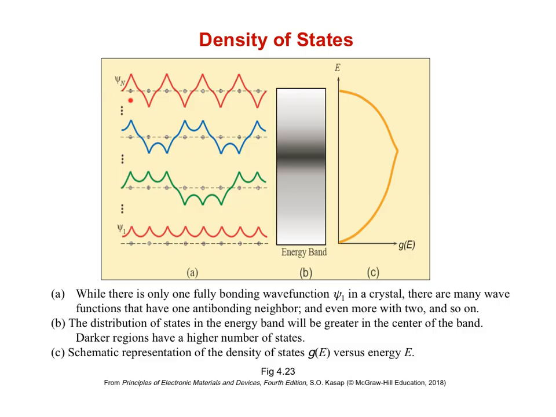Even for a state with only one bond and the rest antibonds, there are many different places to put that one bond. Thus, we expect the distribution of states to be greater in the center of the band. Here, darker regions represent more states. Drawing this schematically, we would expect the number of states to increase continuously, reaching a peak somewhere in the middle of the band, and then also decreasing back to 0 at the top of the band. This schematic curve is known as the density of states, which we describe with a function g, which depends on energy E.